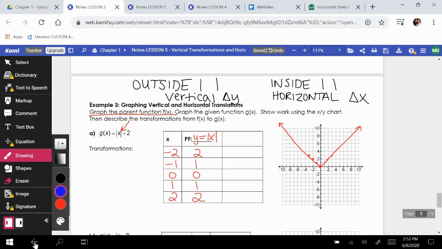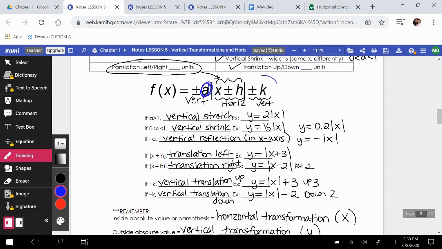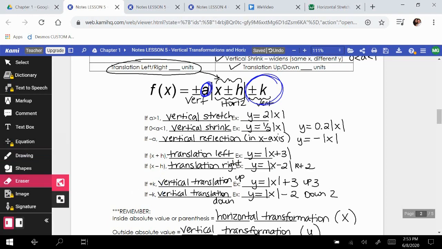And what is the plus 2 going to do to transform our parent function? Is it outside the absolute value or inside the absolute value? It's outside, so I know it's vertical. Okay, let's just think about what the plus or minus k does. That's your vertical translation. So if it's plus, it would just be up, and if it's minus, then it's going to be down. Remember, vertical stuff is exactly what you think.